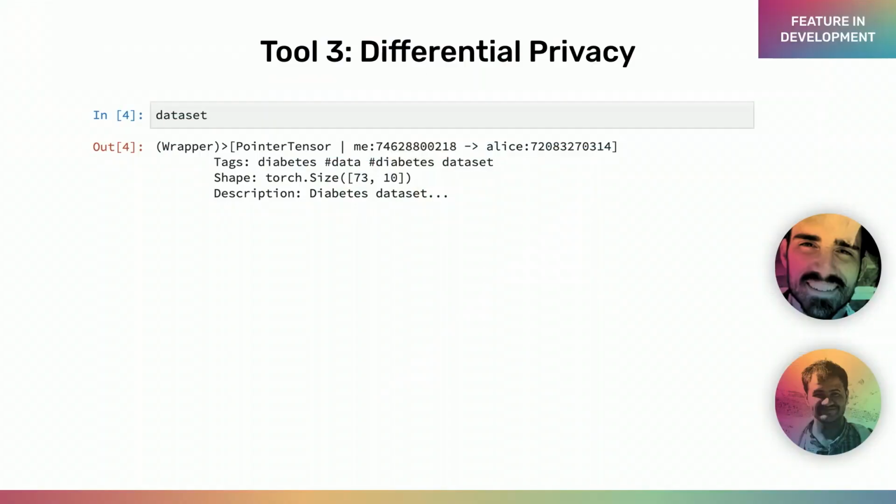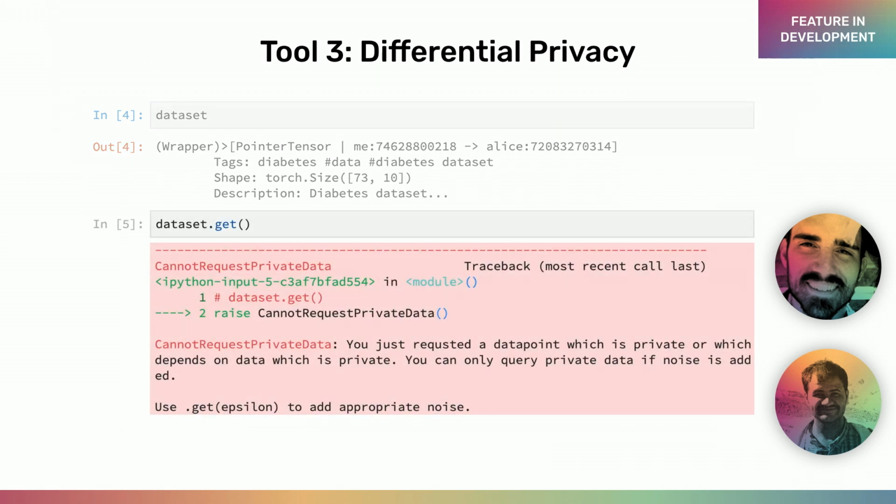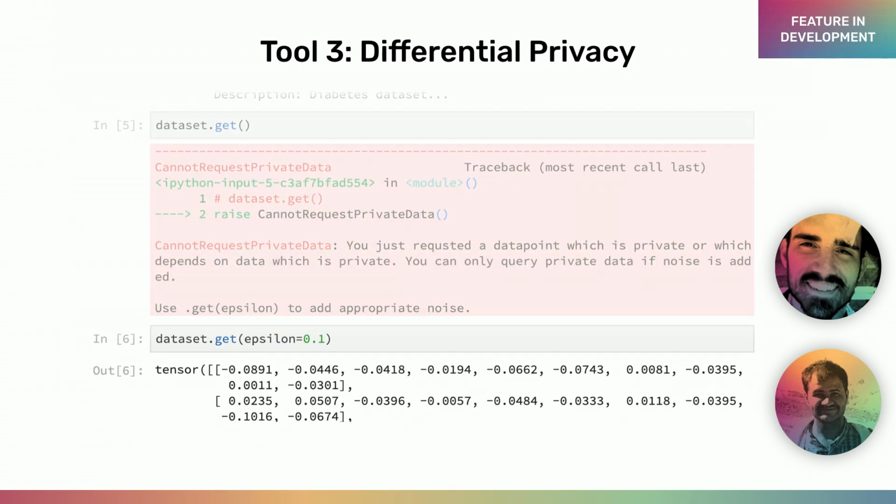So that's all good theory, and I'll give some more resources for how you can learn more about this at the end. But what is this actually going to look like in PyTorch? So let's say we have a pointer to a remote data set, private information, and I call .get. Whoa, big error pops up. I'm sorry, you tried to request access to private information. You can't do that. So we have an additional function to .get, which accepts a parameter called epsilon.